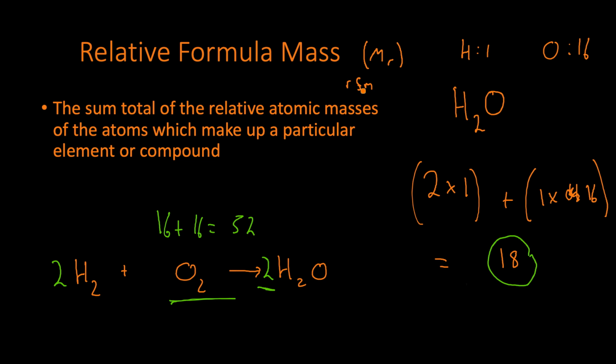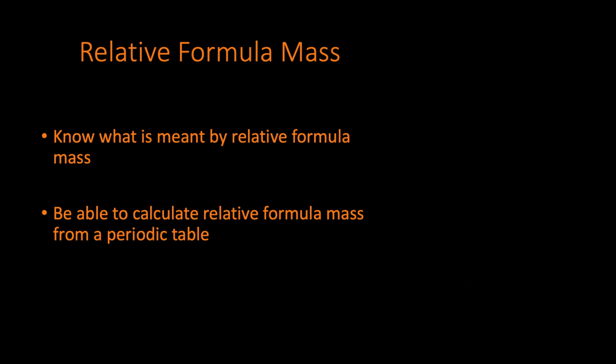Okay, and so I'm going to stop there. That was really quick. It's just how you work out the relative formula mass of an element or a compound. And that is that. So now you know what the relative formula mass is, and you can calculate it for any compound from the periodic table, and that is all great.